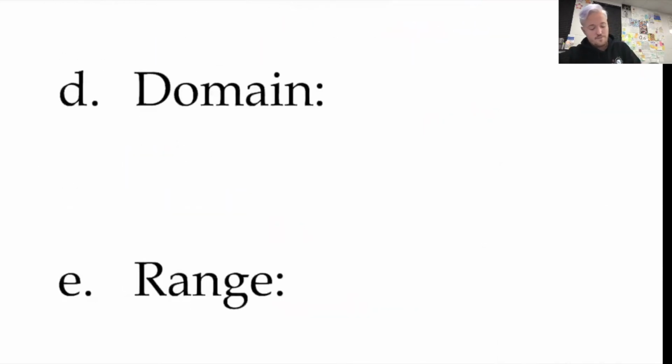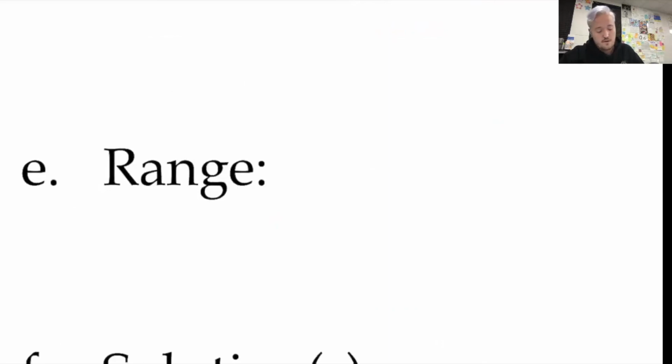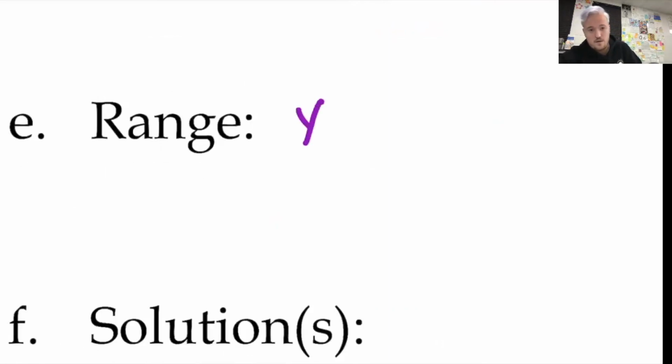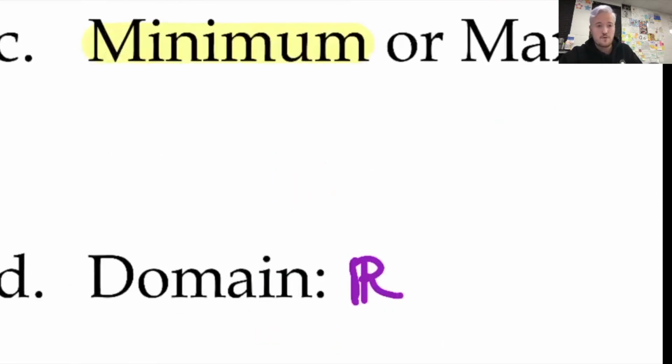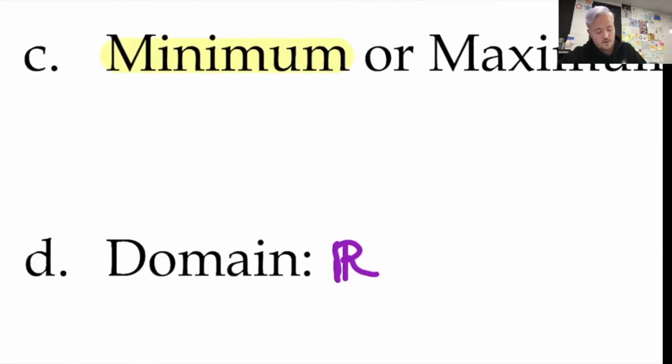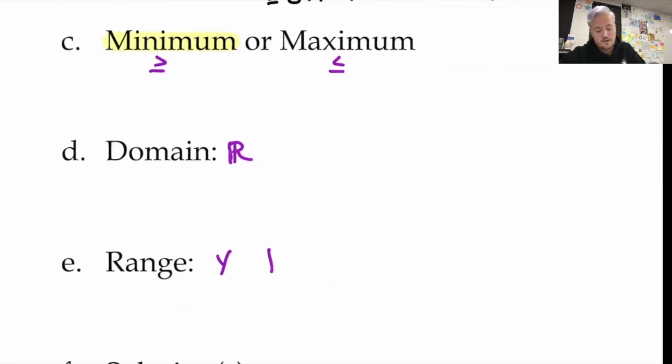All right, domain, all real numbers, as always. It's always going to be going left and right forever. Now your range, remember, we want y in regards to the y value of the vertex, which we found was 1. Then you're going to use the minimum or maximum to help you. If it's a minimum, that means we want all the values above it. But if it's a maximum, that means we want all the values below it. So because we have a minimum, I want everything greater than or equal to 1.